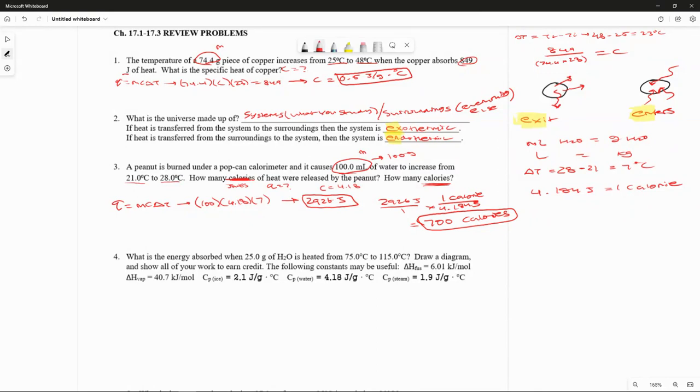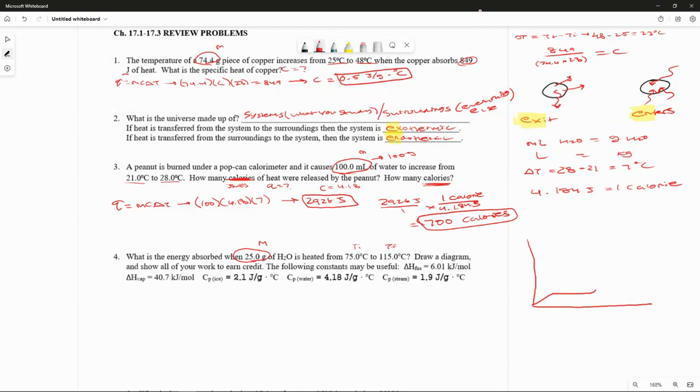All right, number 4. What is the energy absorbed when 25 grams of H2O is heated from 75 degrees Celsius to 115? This is temperature initial, this is temperature final, so we can calculate delta T. Draw a diagram and show all your work to earn credit. You're gaining energy, so we want to draw these handy graphs.